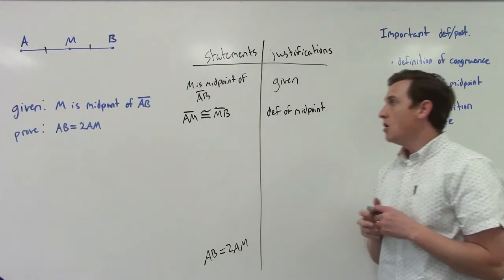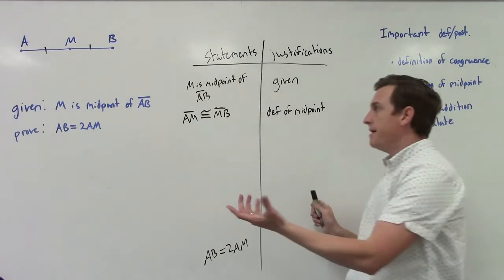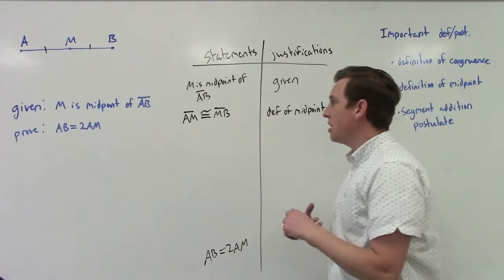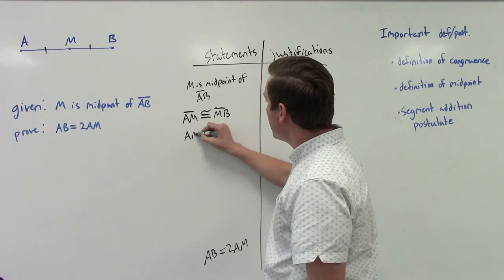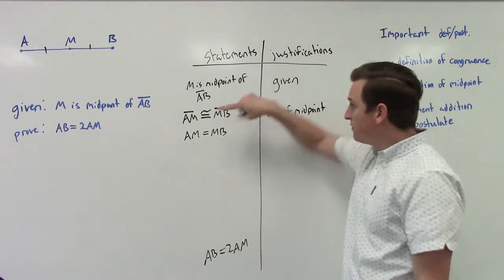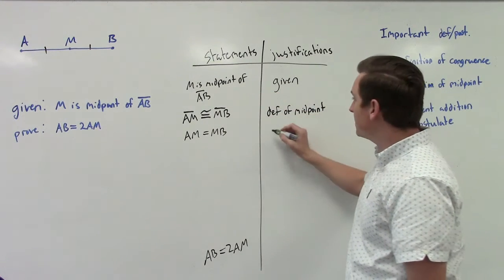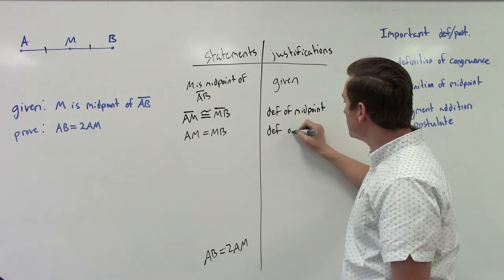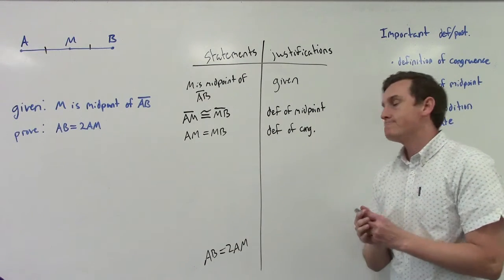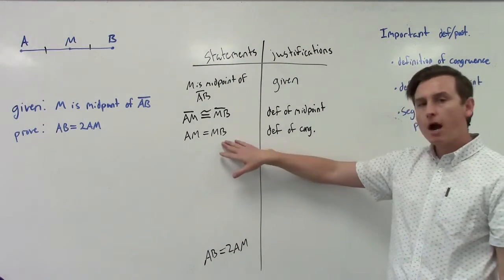Okay, cool. Well, what does that tell us? What does it mean for two things to be congruent again? It means their measurements are equal. So that means we can say that AM is equal to MB. And again, how we move from congruence land into equality land is the definition of congruence, or def of cong, as I like to call it. And now we have more properties that we can use.